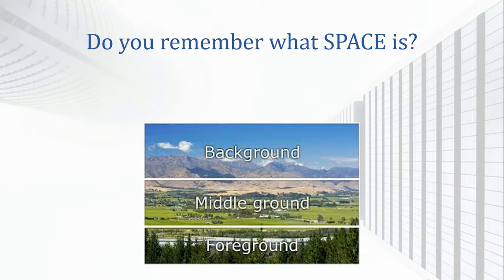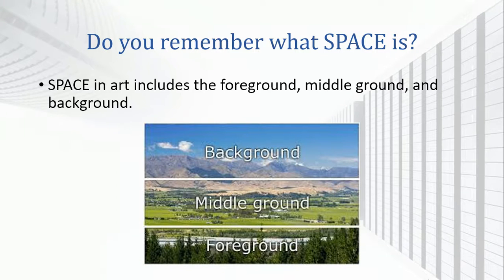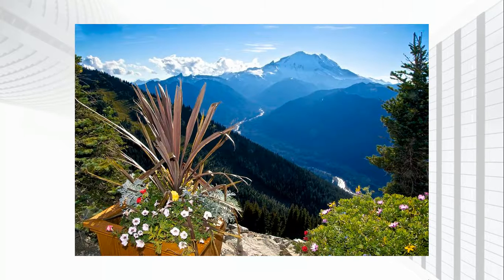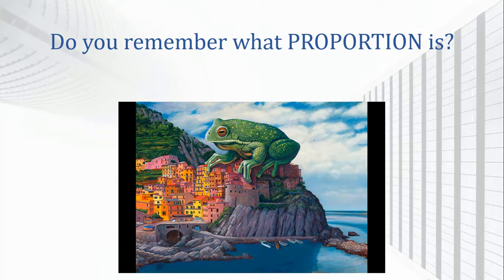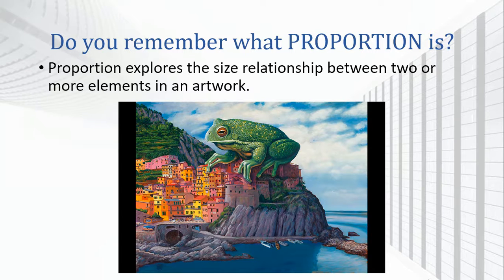Do you remember what space is? Space in art includes the foreground, middle ground, and background. This is another example of space. The plant is in the foreground, the mountains are in the background, and the valley, hillside, and river are in the middle ground. Do you remember what proportion is?